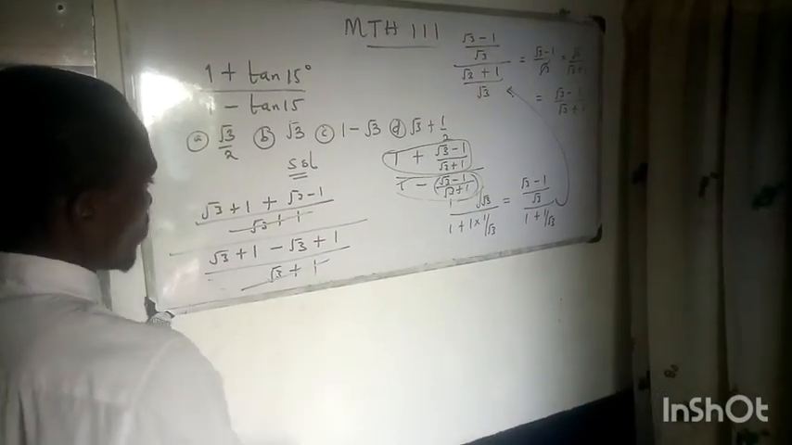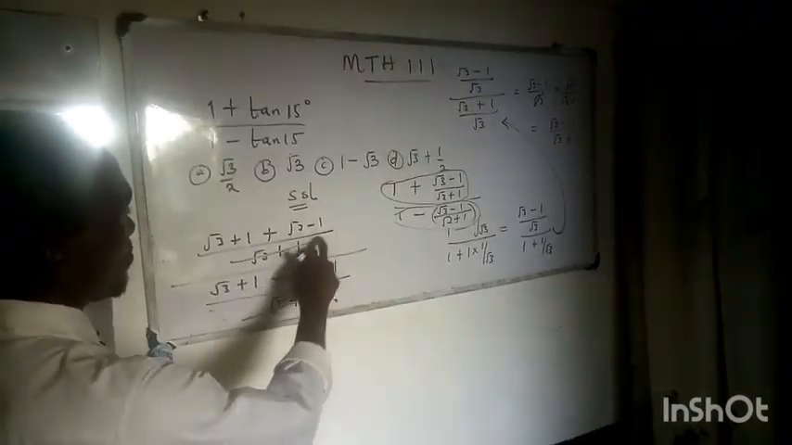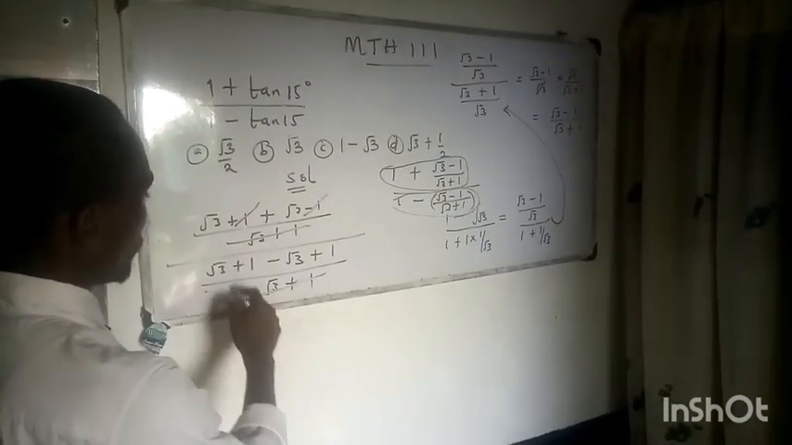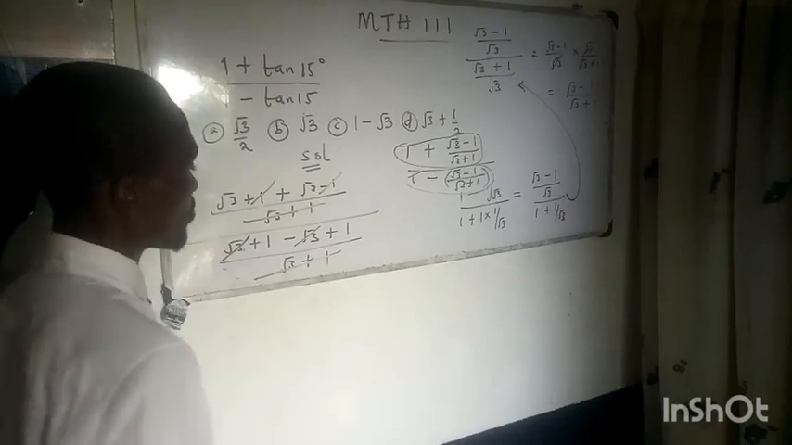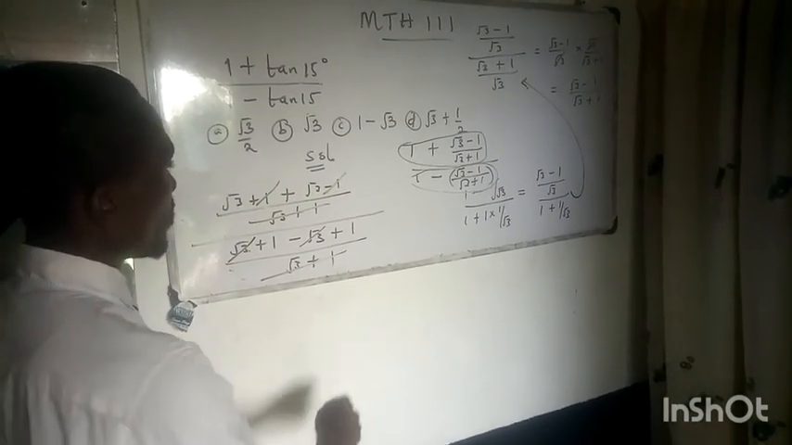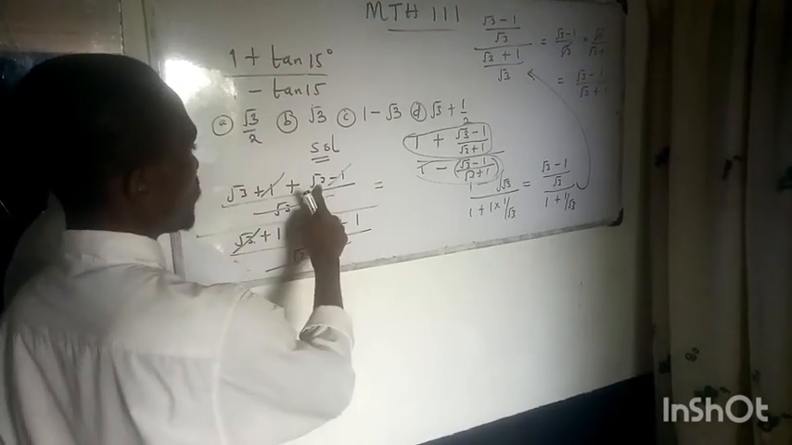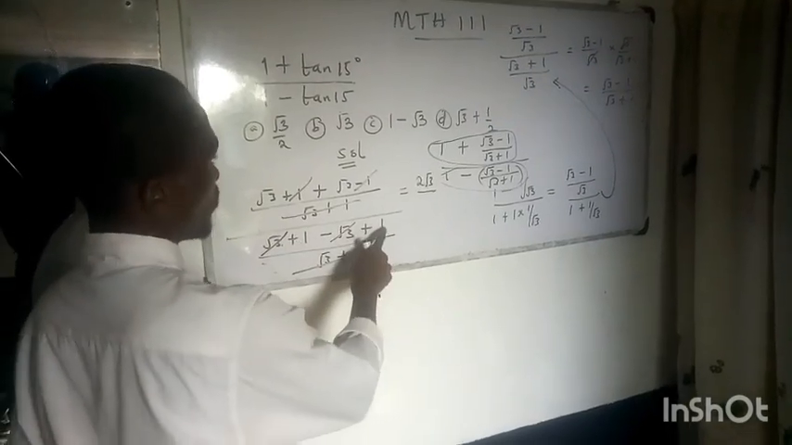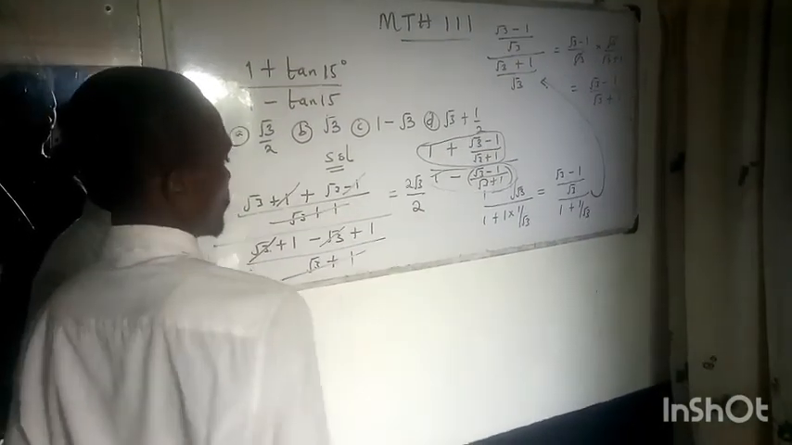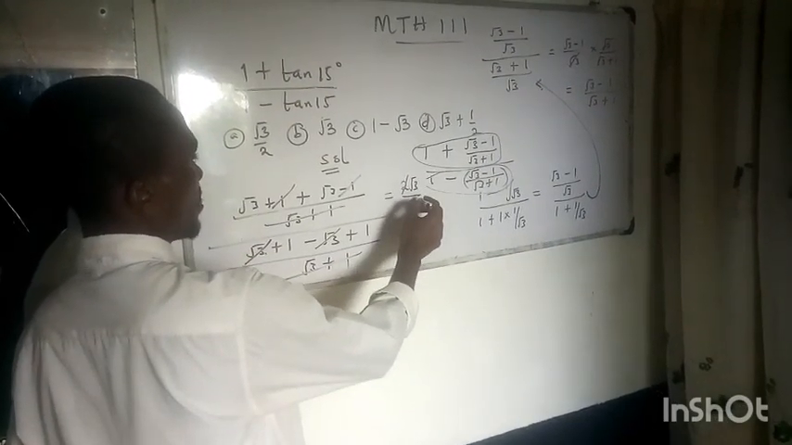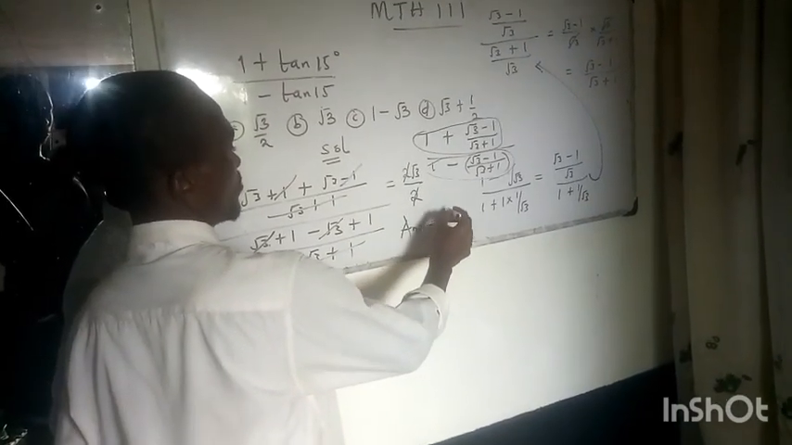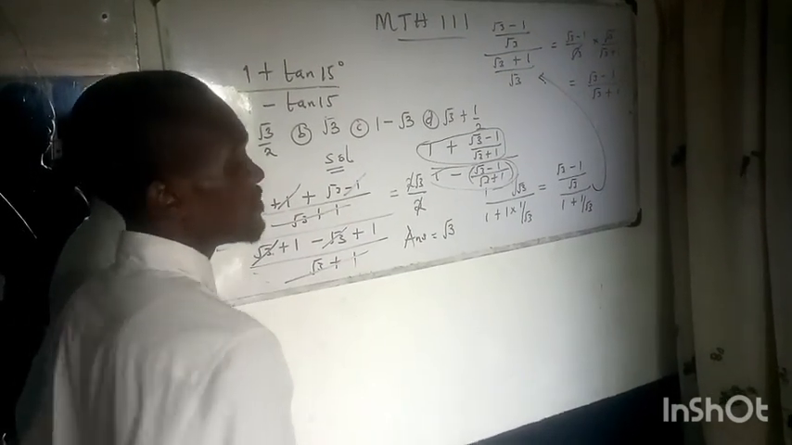This can deal with what? This. And then 1 can deal with minus 1. And then root 3 can deal with root 3. So what do we have at the end of the day? We have root 3 plus root 3, that is 2 root 3 over 1 plus 1, that is 2. And then we can cancel 2 here and then 2 here. So our final answer becomes root 3. So B should be our final solution.